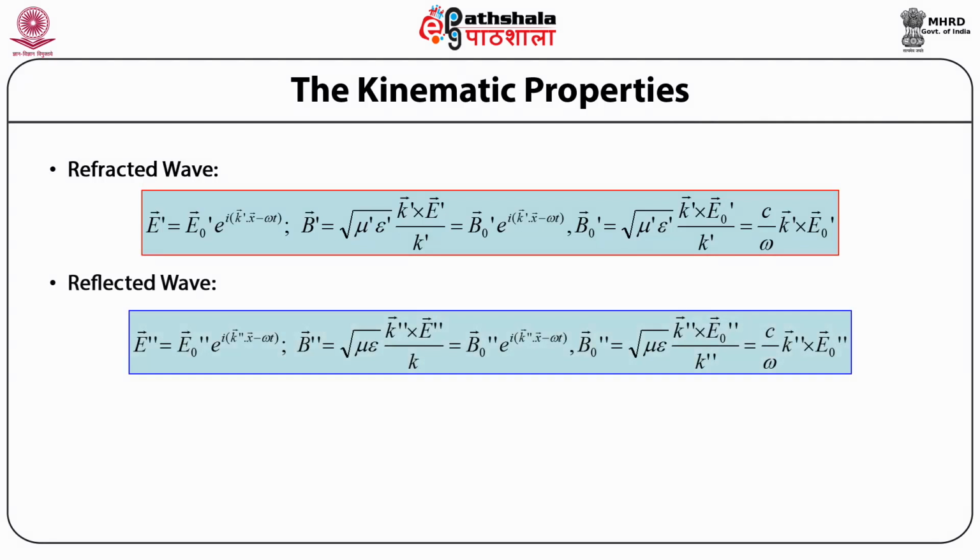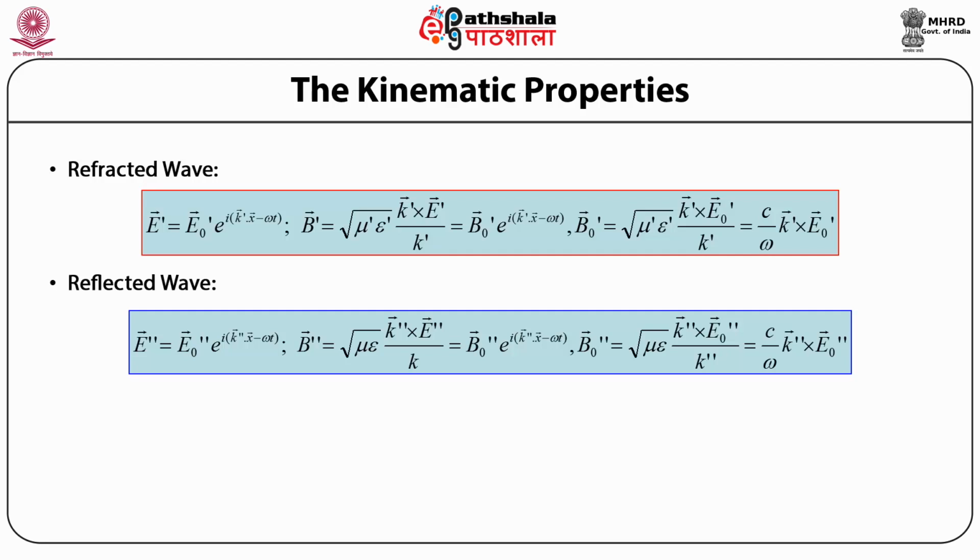And finally, we can write down the equations of the electric field and the magnetic field induction vector for the reflected waves as the electric field vector E double prime is equal to the amplitude of the electric field vector E naught double prime times exponential to the power iota times bracket open the wave vector k double prime dot product with the position vector x minus angular frequency omega times time t bracket close.